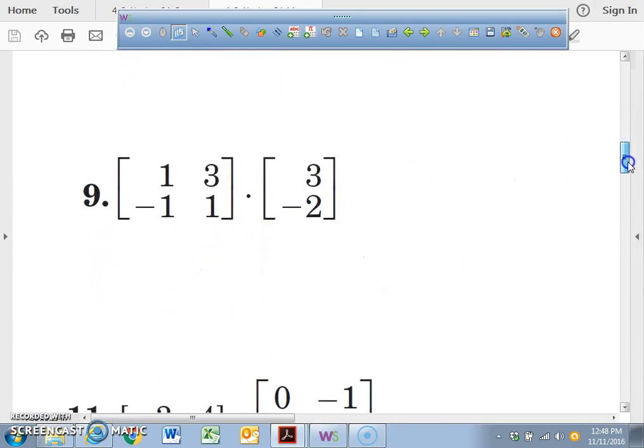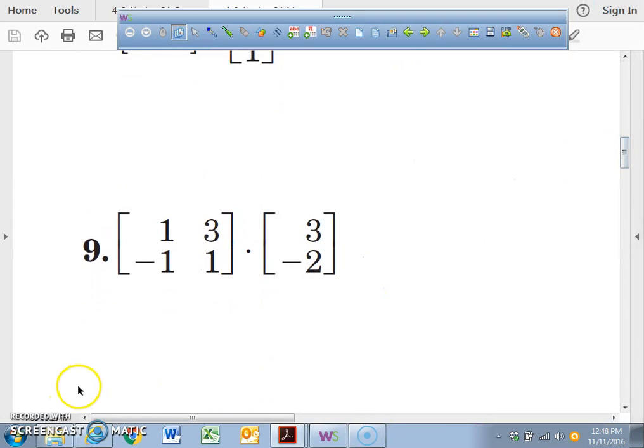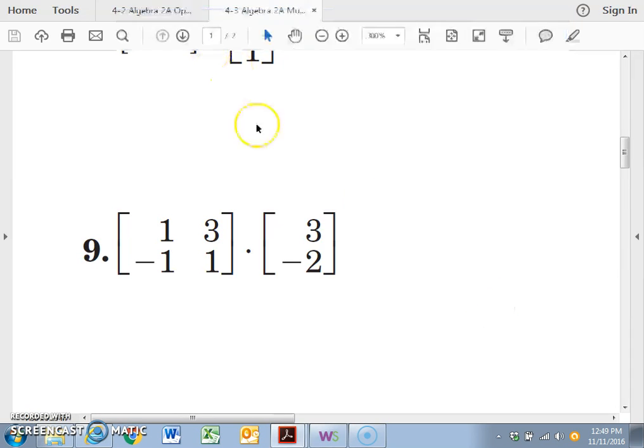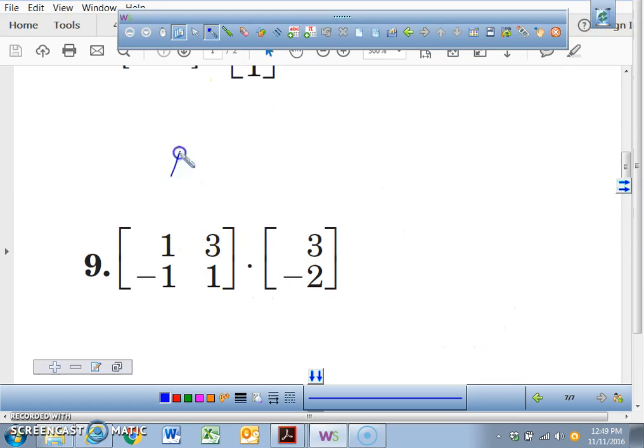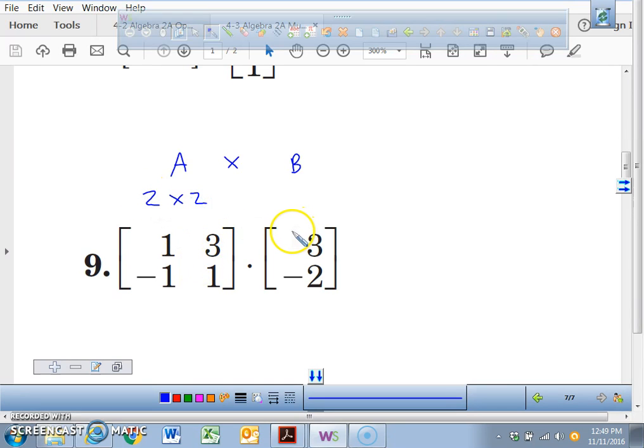All right. Now we're going to go down to number 9. Okay. What are the dimensions? Let's say I call this matrix A and I call this matrix B, and I want to see if I can multiply them together. What are the dimensions of this matrix? 2 by 2. That's a square matrix, right? Same rows, same columns. This right here, how many rows do we have? We have 2 rows, right? And we have 1 column, which means these numbers match.